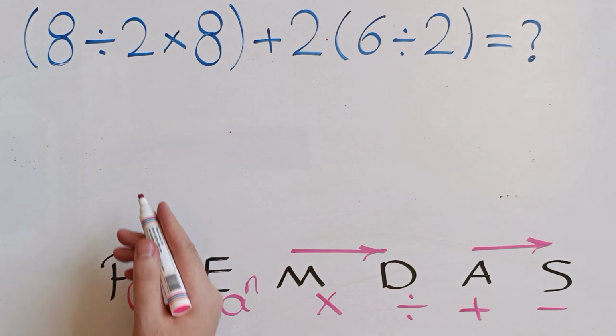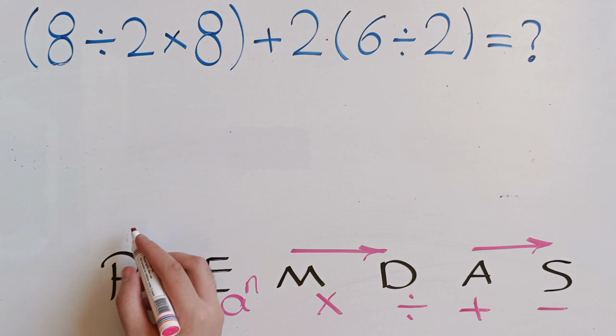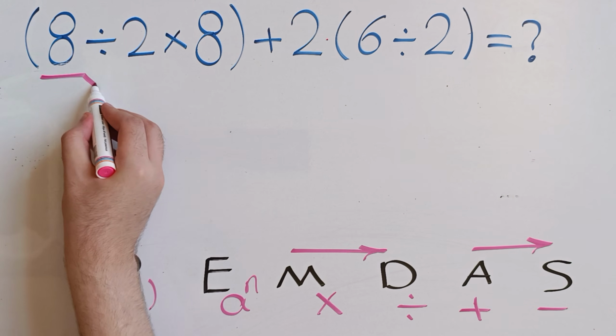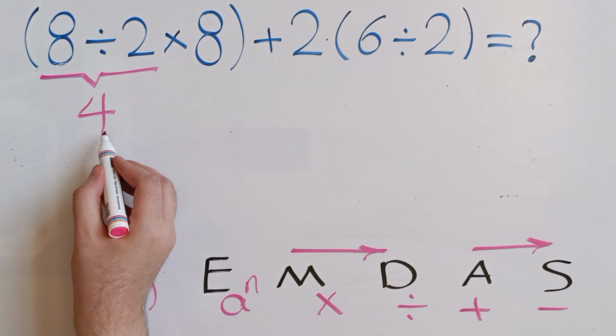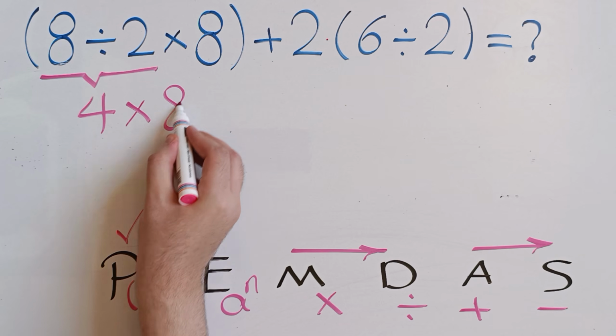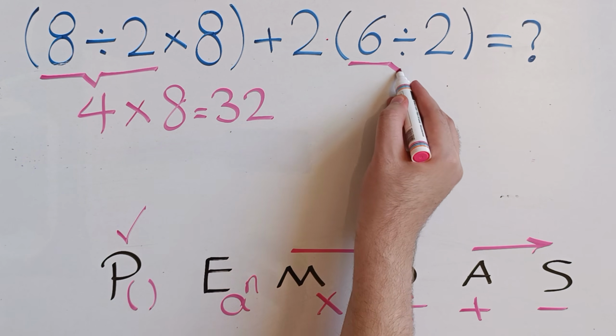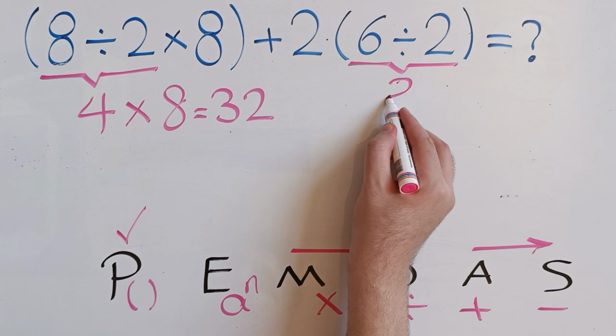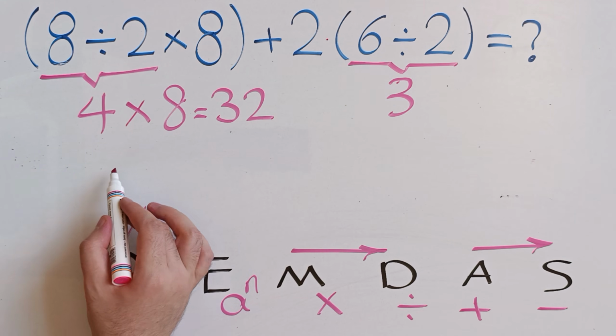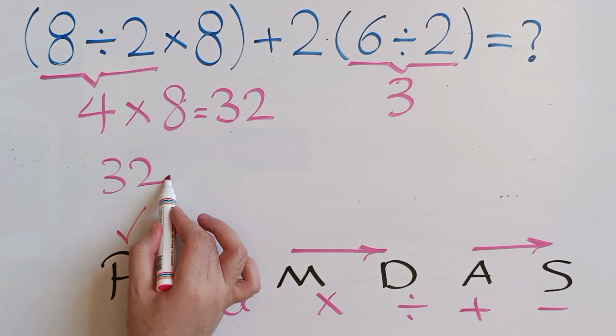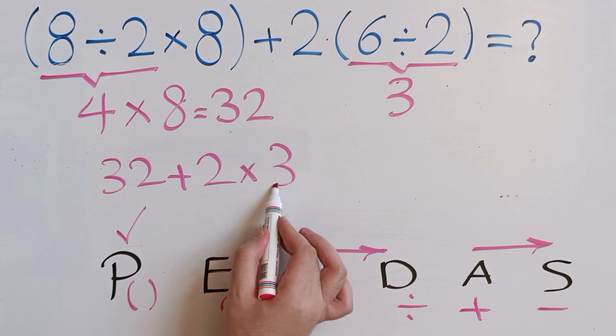So, in this expression, we first solve inside the parentheses. 8 divided by 2 is 4, and 4 times 8 is 32. The result of the second part is 6 divided by 2, which is 3. The expression becomes 32 plus 2 times 3.